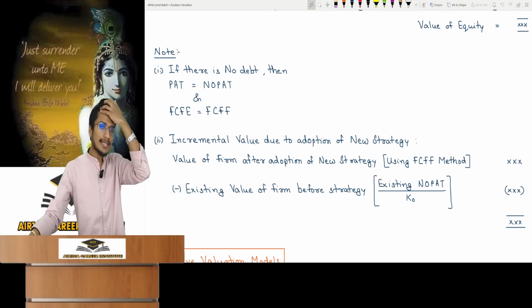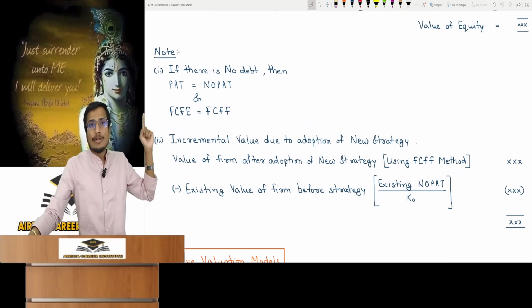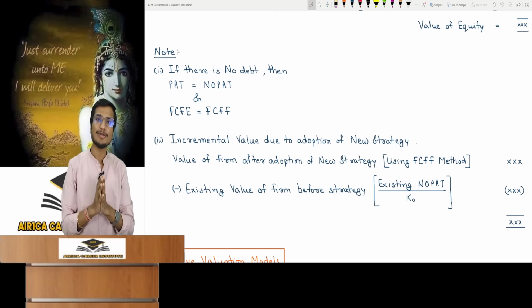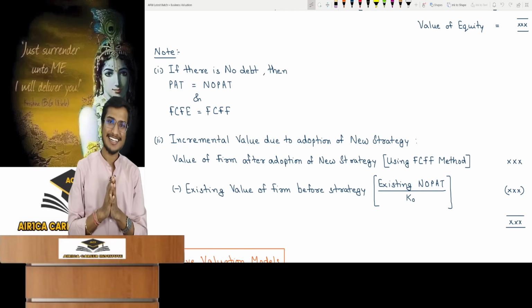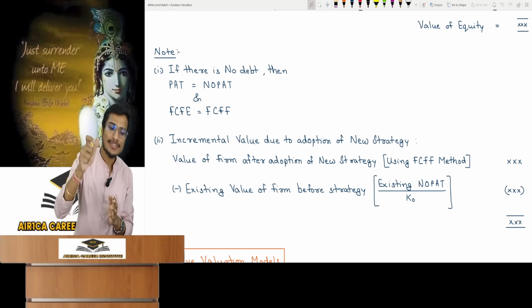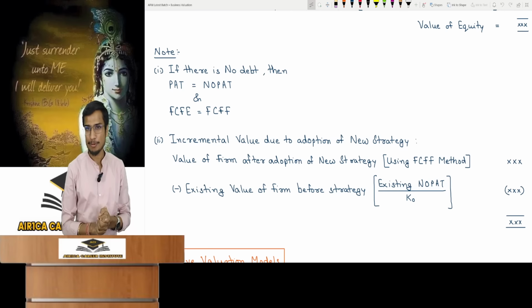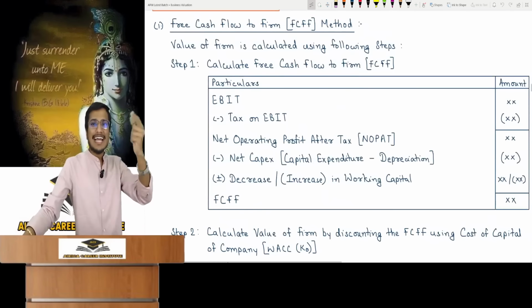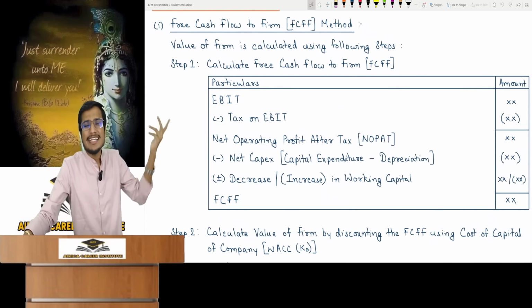Now I will tell you a few more things. We have a note here common for FCFE and FCFF cash flow methods. If a company has no debt, PAT and NOPAT become the same. If PAT and NOPAT are the same, then FCFE and FCFF will also be the same. So let's look carefully at how. If a company has no debt, then you will see that its EBIT and PBT will be exactly the same.